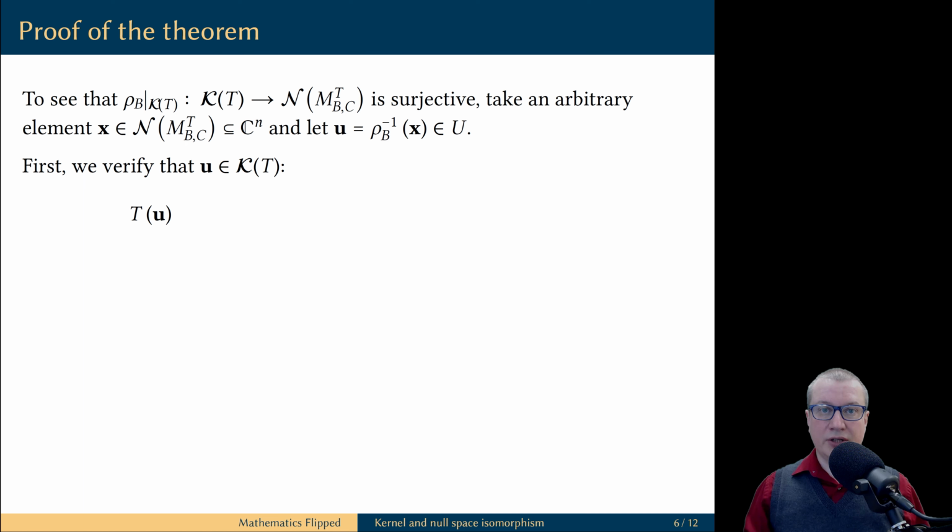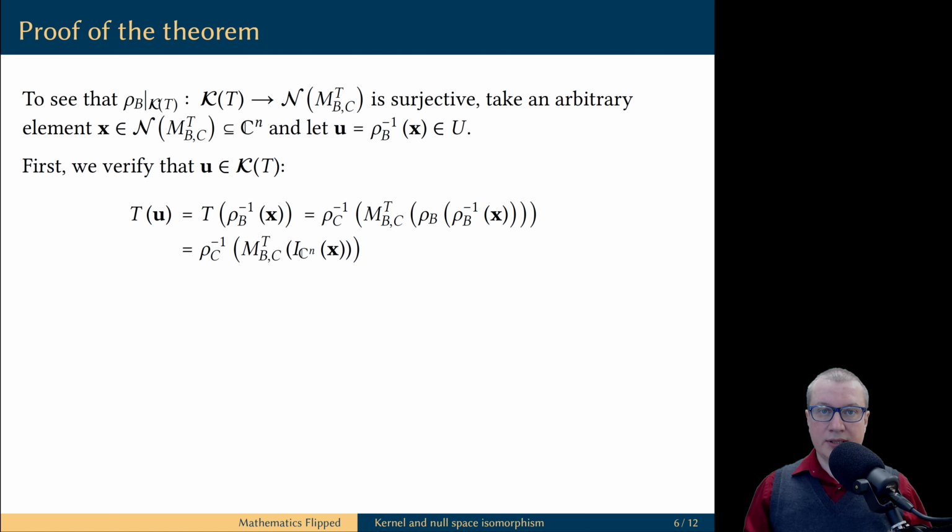Let's check that this vector U in fact is a member of the kernel of T. For this, we will show that the value of T on the vector U is the zero vector. Let's recall that the vector U was constructed as rho B inverse applied to the vector x. Now, let's apply the fundamental theorem of matrix representation to the linear transformation T. Notice that we have rho B and rho B inverse in the middle. They compose to the identity linear transformation because they are inverses of each other.